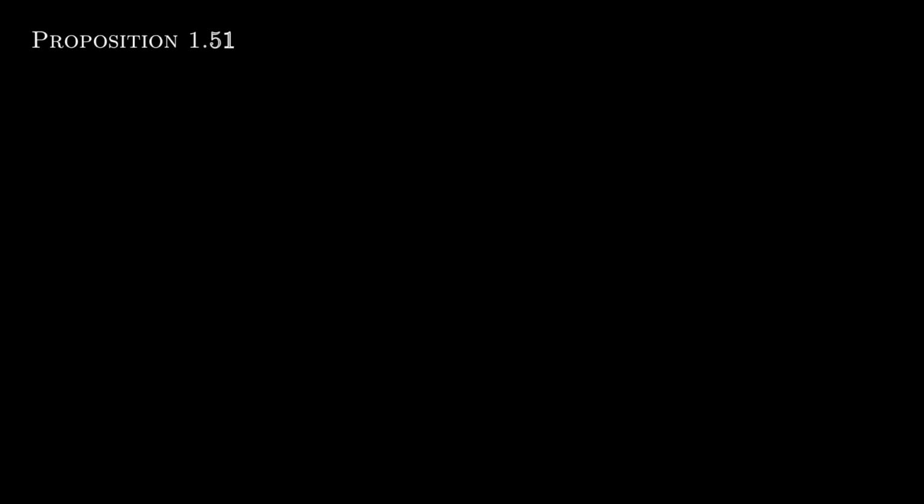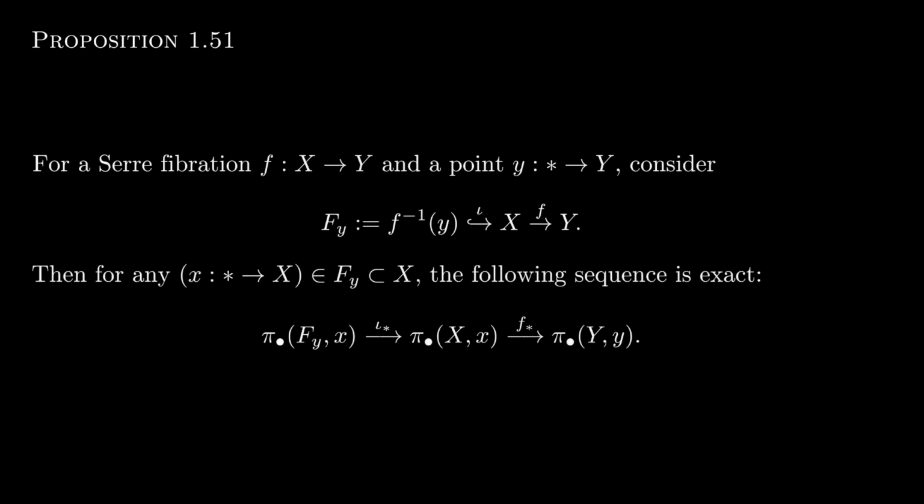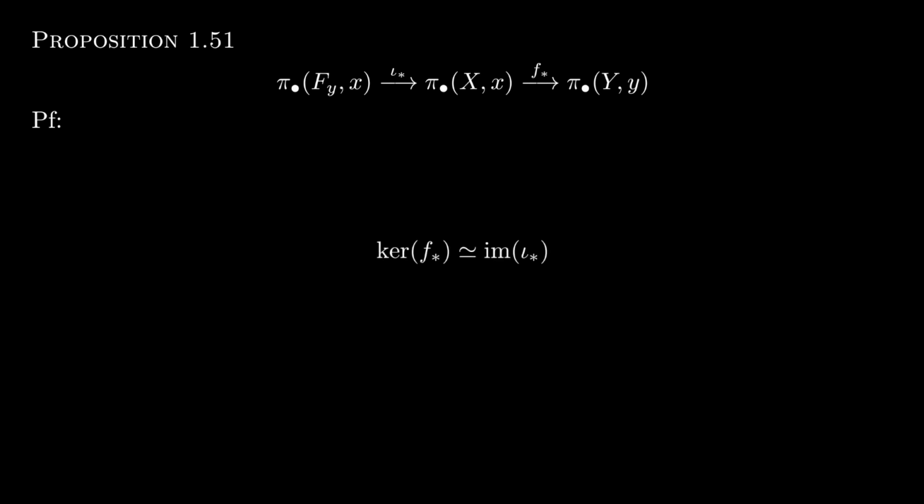Here's a cool proposition that we are ready to prove. We'll actually return to this and prove a more general version of it later, like I was saying before, but for now, suppose F is a Serre fibration and that y is any point in Y. Then we can consider the fiber of y, which we'll call Fy, as a subset of X, and hence we have the following fiber inclusion. This proposition states that on the level of homotopy groups, the induced sequence is exact. So let's prove this. The sequence is exact just means that the kernel of the second map is the image of the first, so immediately we see that one direction is clear.